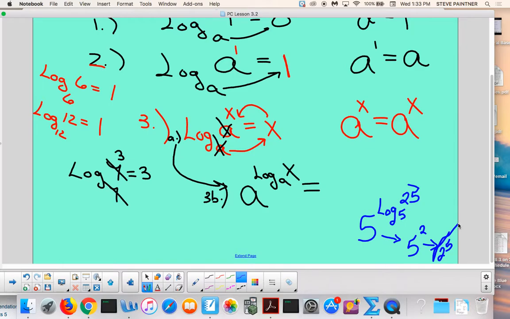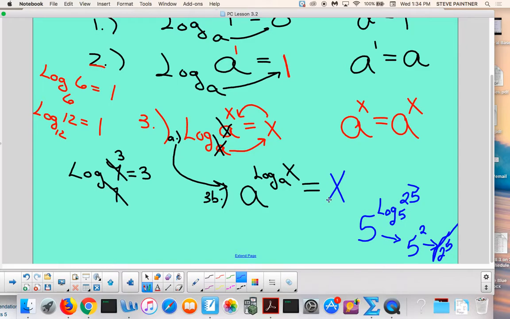25. Oh, well now I'll go back here. What's the answer? The answer is that. And here's why. Because these are inverse operations. This is an exponential problem. A to a power. That's exponential base A. This is logarithmic base A.